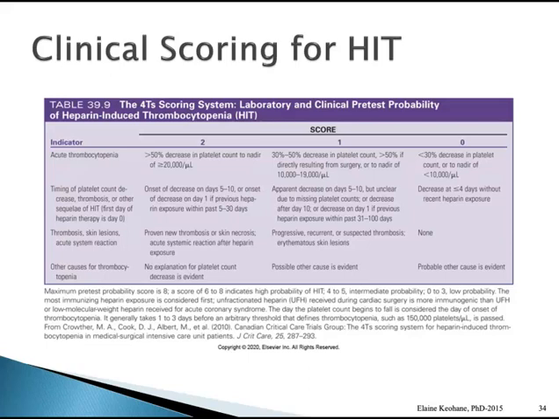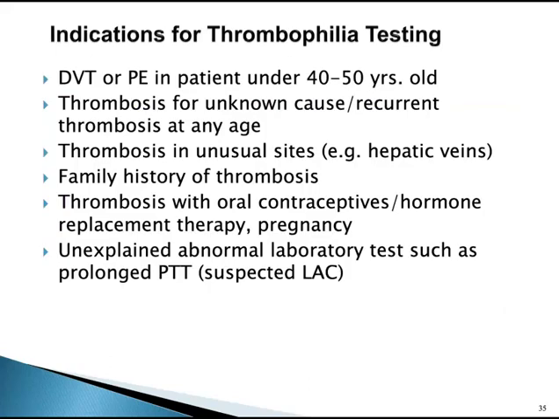So there is a whole scoring system that we can run for HIT. Basically, again, this is called the 4T scoring system, and it is very helpful in determining, it's a quick way of determining if the patient is experiencing HIT, which should be treated immediately. It could be dangerous because of the thrombotic events.